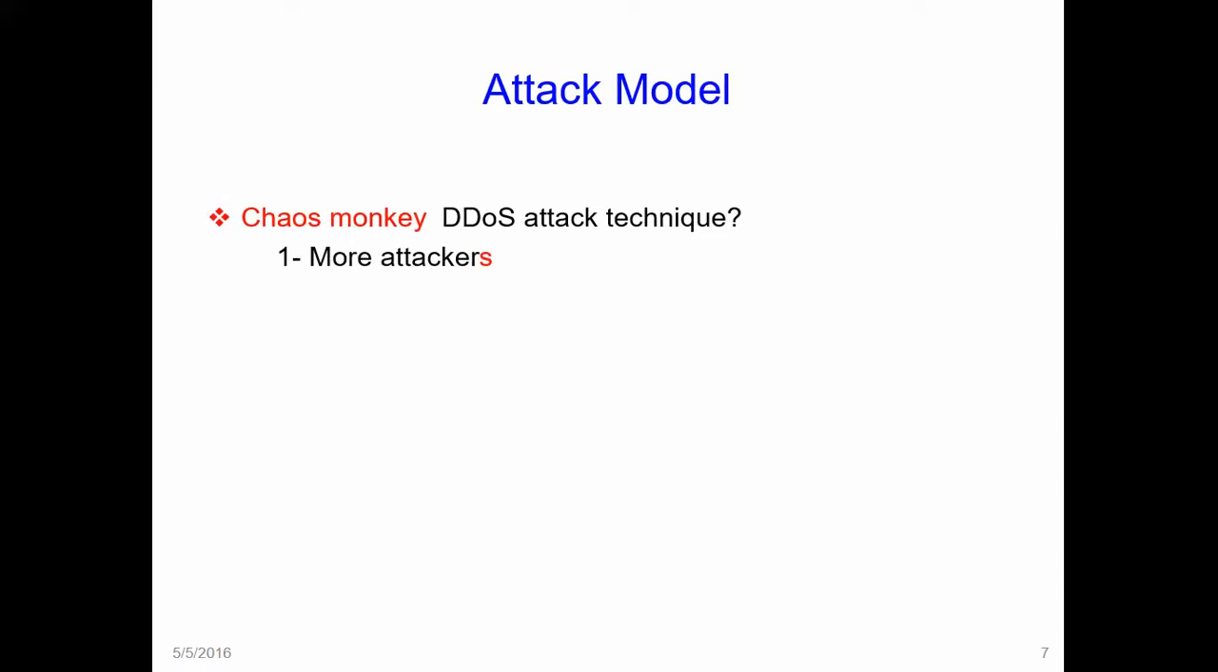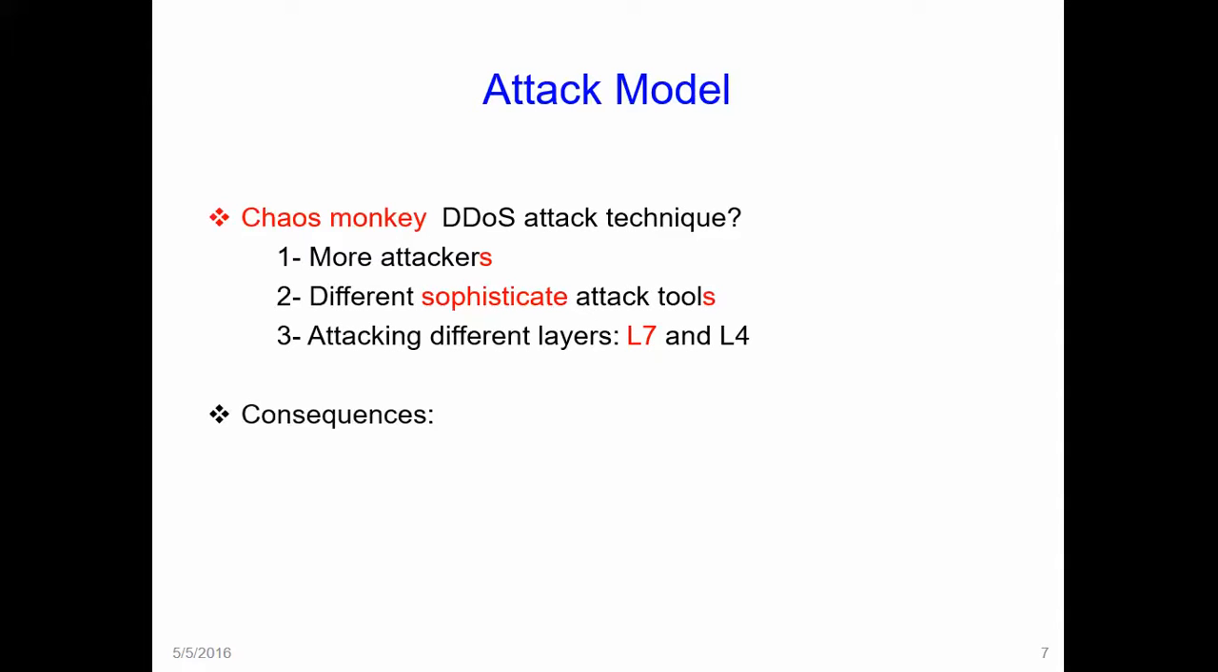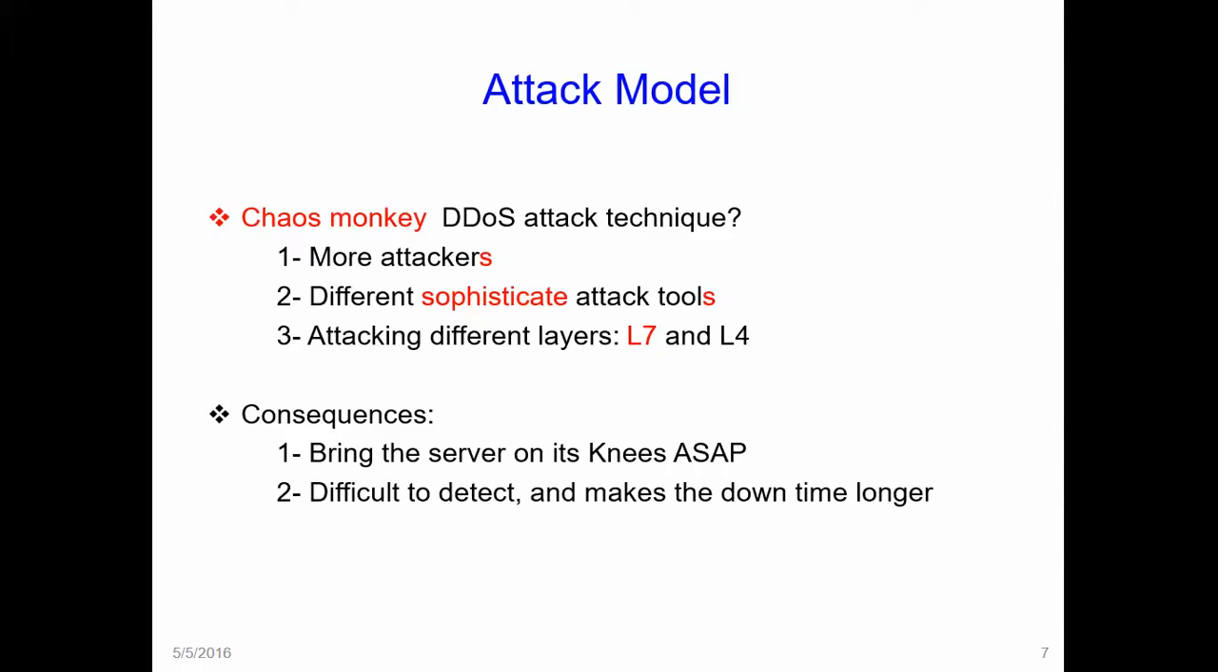Attack model. In this project, we have implemented a chaos monkey attack model, which we can also call a multi-vector model, which makes our system different from the previous implementation of this project, where we can launch the attack using different attack tools against different layers of the target server. So we use more attackers, different attack tools, and we attack different layers of the target server so that we can crash the server as soon as possible. And the detection part of this attack and the defense part is much harder.